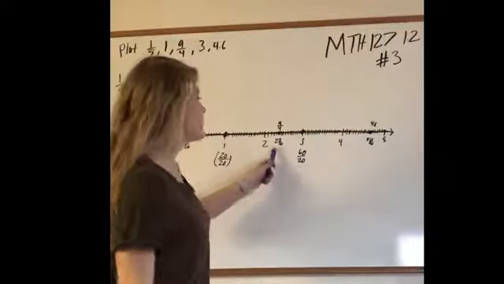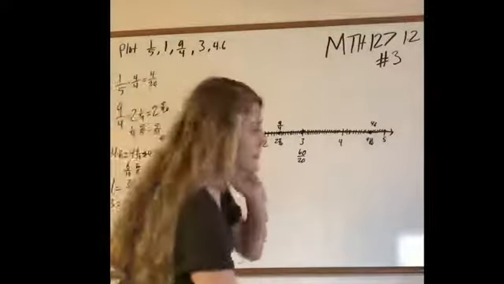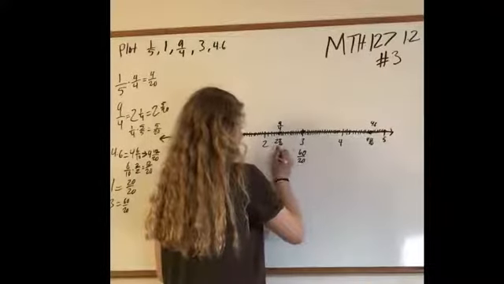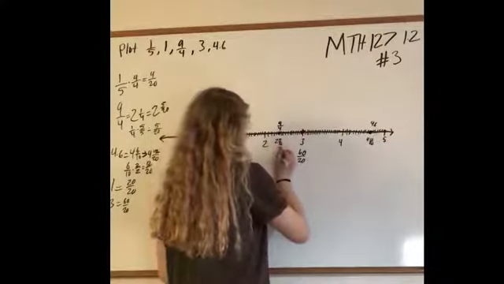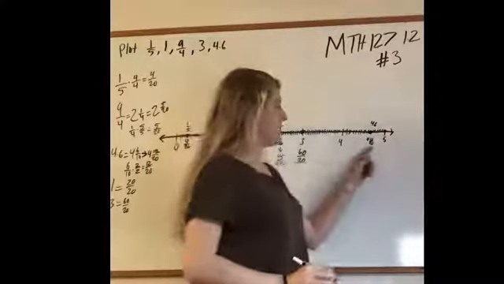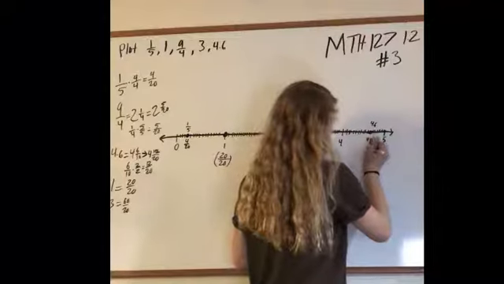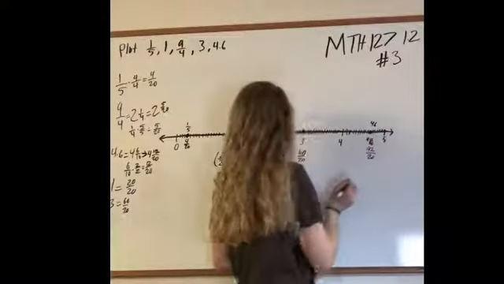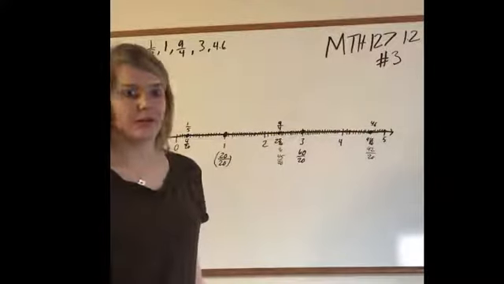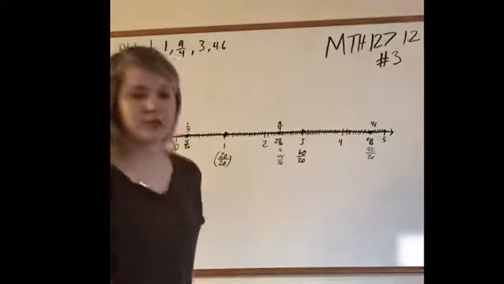And you could also count these as improper fractions. And so you could, if you wanted to, count 2 and 5/20 as 45/20, and 4.6 would be 92/20, if you wanted to write them down as improper fractions. And so this is how you'd solve number 3.